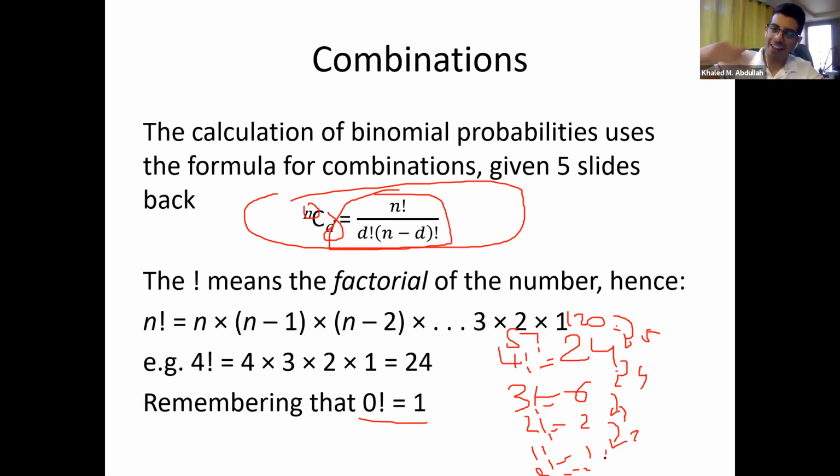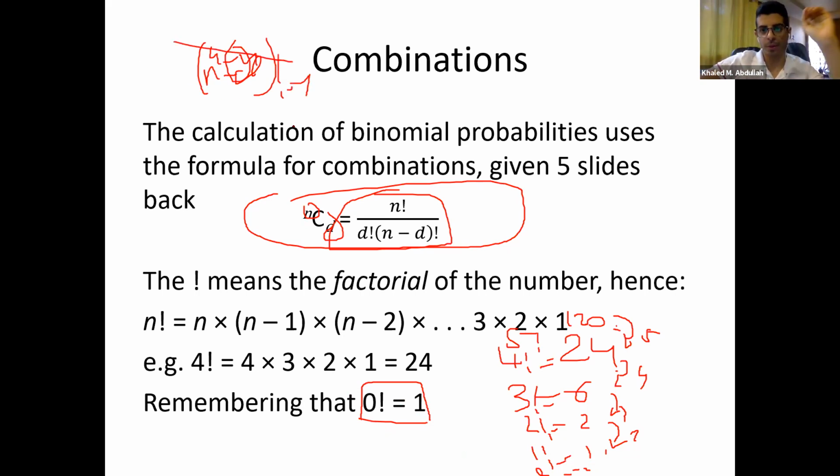Well, then what's the next pattern? It's going to be 1 divided by 1. And what's 1 divided by 1? It's 1. So although 0 kind of messes up everything, there is actually a sense to 0 factorial being 1. So don't forget this idea that 0 factorial is 1, because you might get n minus d. This might be 4 minus 4, and this will be 0. You might say this whole thing is 0 and this is undefined. No, 0 factorial equals 1, right? So don't forget this.